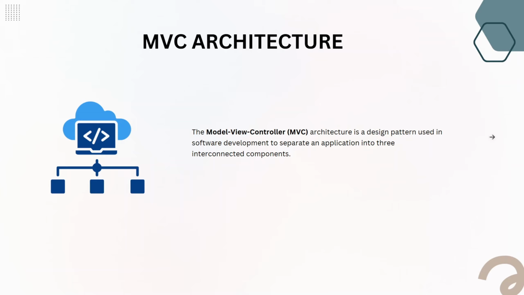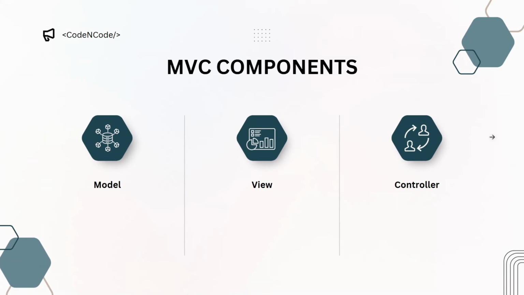MVC is an architecture and a design pattern used in software development to separate an application into three interconnected components, basically to support the separation of concerns. So the three components we divide the whole architecture or software into are model, view and controller, right? Each of which has its own responsibilities. So let's see what each component is and what its responsibility is. We'll start with the model.